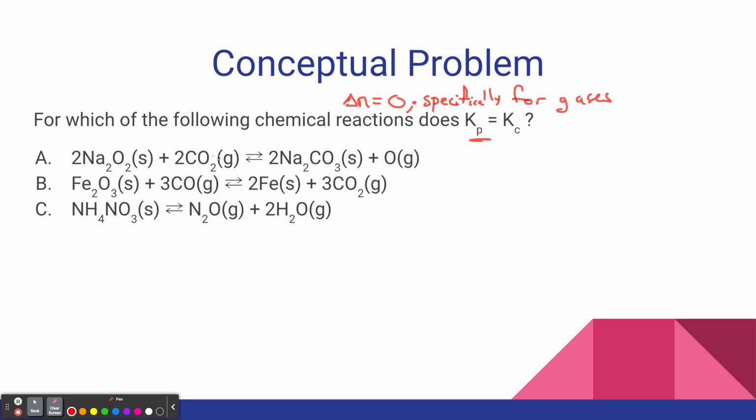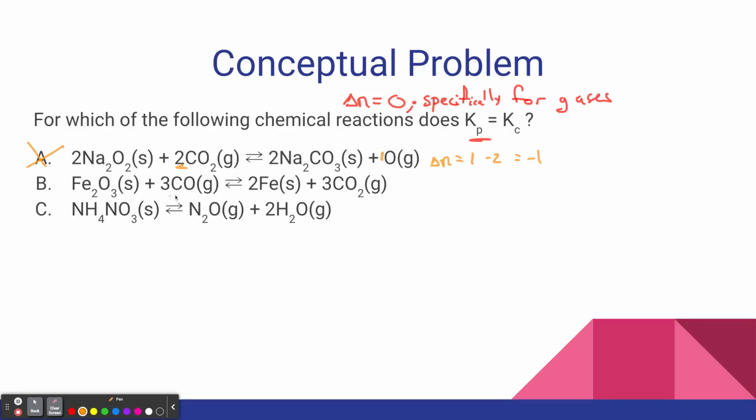Okay, so we've got number 1, sodium oxide reacts with CO2 gas to form sodium carbonate plus oxygen. If we were to look at our delta n here, again, this has to be 0, so we're going to have 1 from oxygen minus 2 from carbon dioxide, so that's -1, so it can't be A.